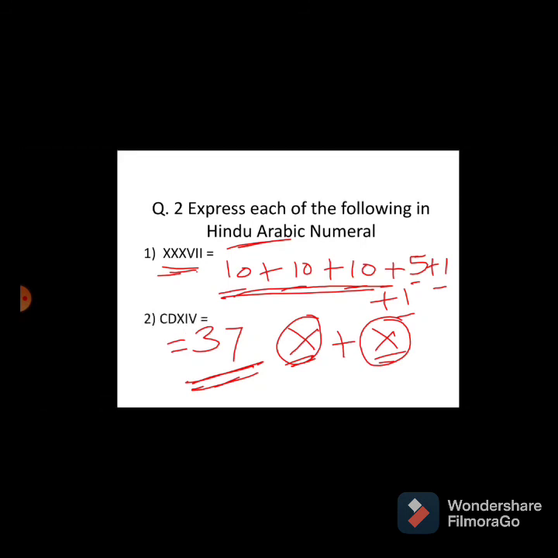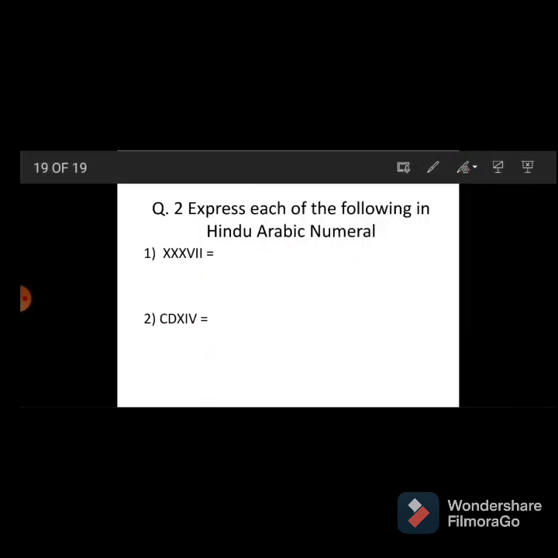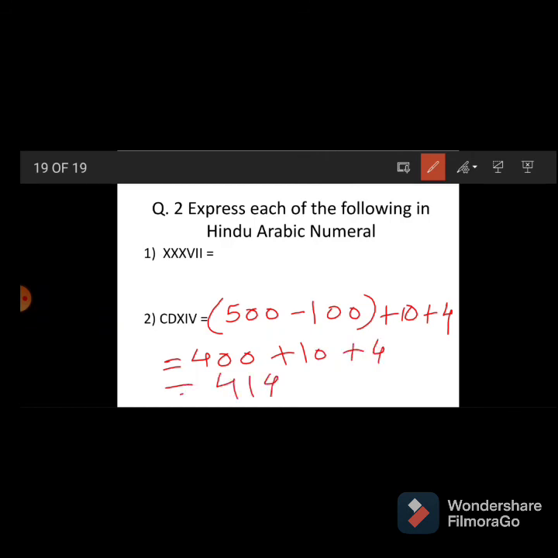See the second example, CDXIV. Now here you may get a little bit of confusion. CD: C is written before D. D means 500, and C written before D means we have to subtract 100 from 500, plus X means 10, plus IV means 4. That is 400 plus 10 plus 4, which is 414. CDXIV means 414. Okay.